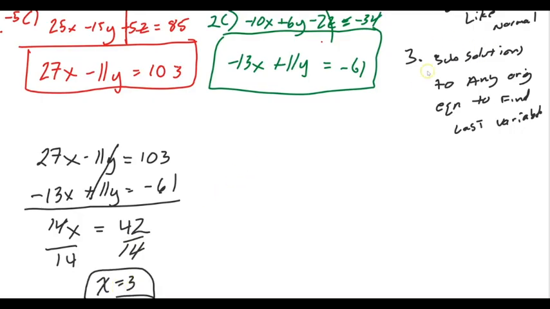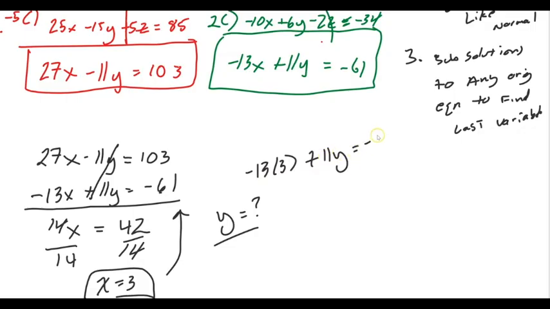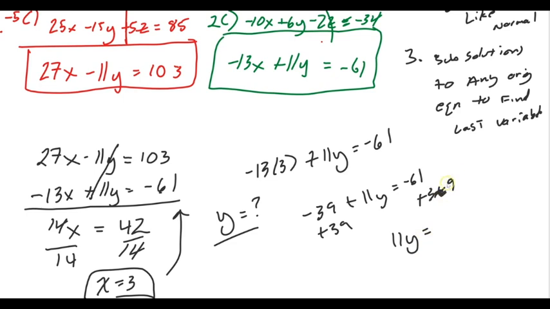I'm not done. Remember, solve like normal. I have my x, so plug it back into one of these to find your y. I'll plug into the bottom one. Negative 13 times 3, plugging my x in, plus 11y equals negative 61. Negative 39 plus 11y equals negative 61, plus 39. 11y equals negative 22. Divided by 11, y equals negative 2. I have x, I have y, and y is negative 2.